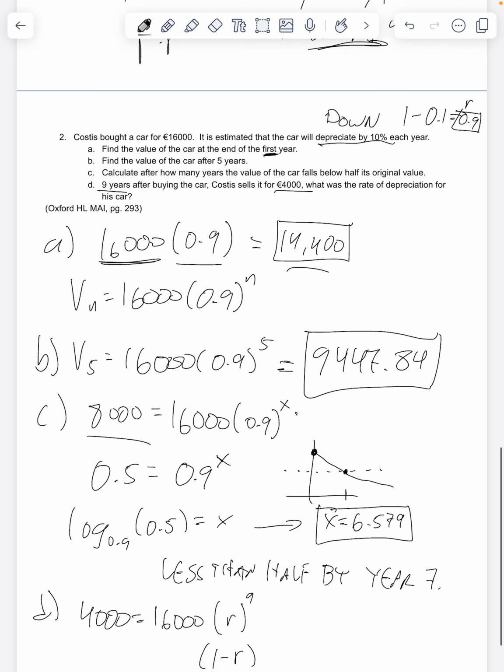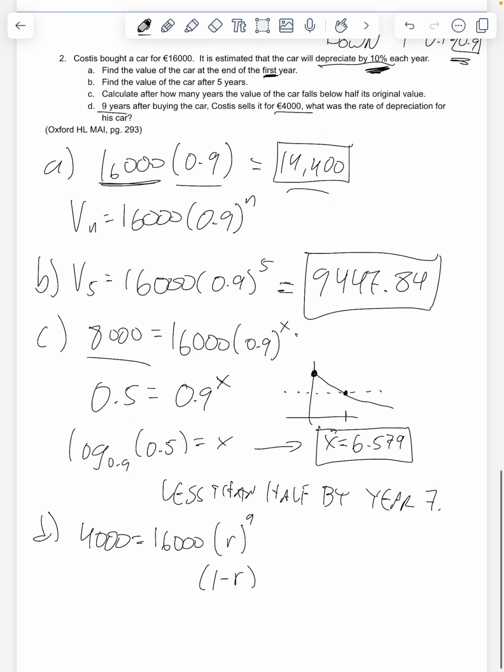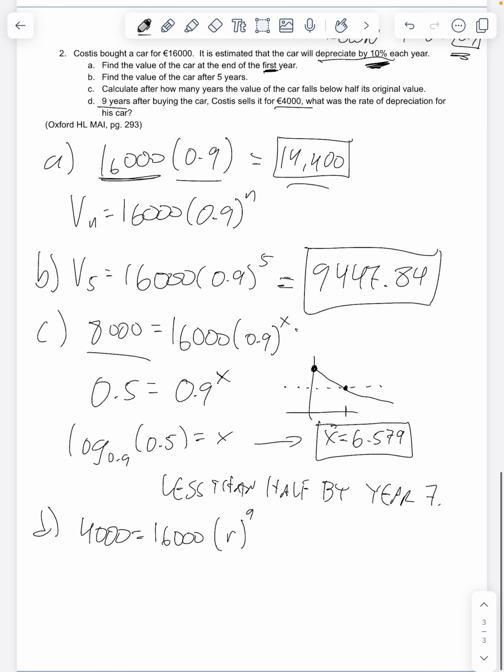X is 9. Another way you could do it, sometimes you'll see 1 minus r in there because that goes back to the idea that it's depreciating by 10%, and then we have the 0.9 in there. I like to just do the r, and then we can calculate the depreciation value by subtracting from 1 later, but whatever works for you. So I'm going to divide by 16,000, that'll be 0.25 equal to r to the 9th. Then we can do the 1/9 power on both sides, or the 9th root, whatever makes more sense to you. And we get r is equal to about 0.857.